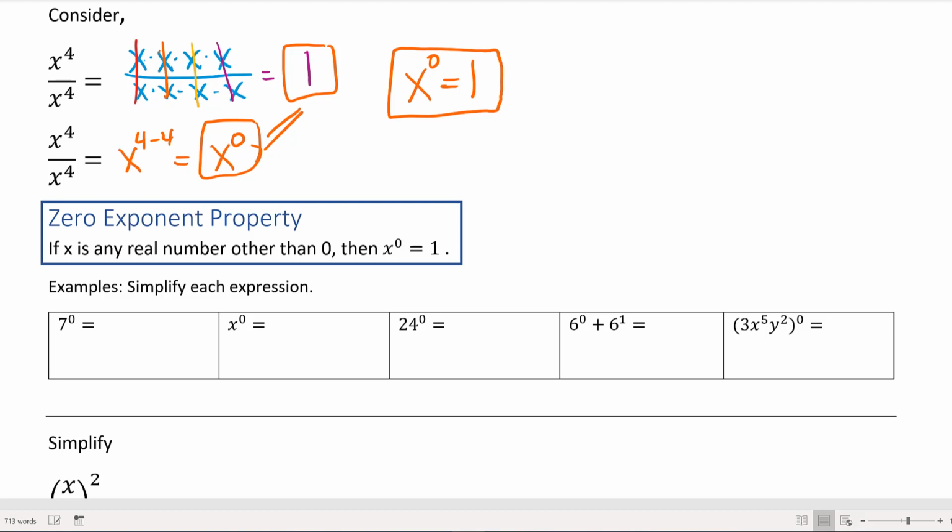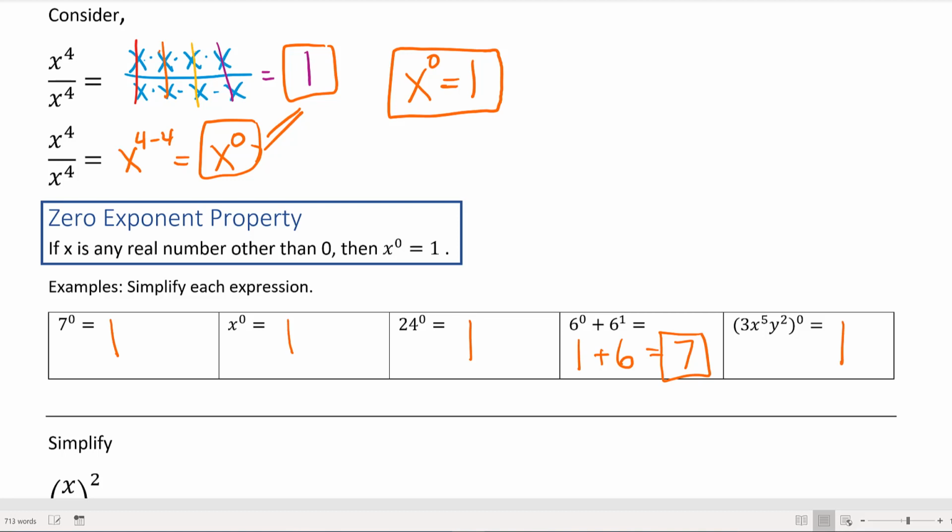For example, what's 7 to the 0? That's 1. What's x to the 0? 1. How about 24 to the 0? Well, that's 1. How about 6 to the 0 plus 6 to the 1? That's 1 plus 6 to the 1. 6 to the 1 is 6, so this adds to 7. Okay, so that was the x to the 1 property and x to the 0. How about 3x to the 5th, y squared, all quantity raised to the 0? Well, the whole thing is just 1.